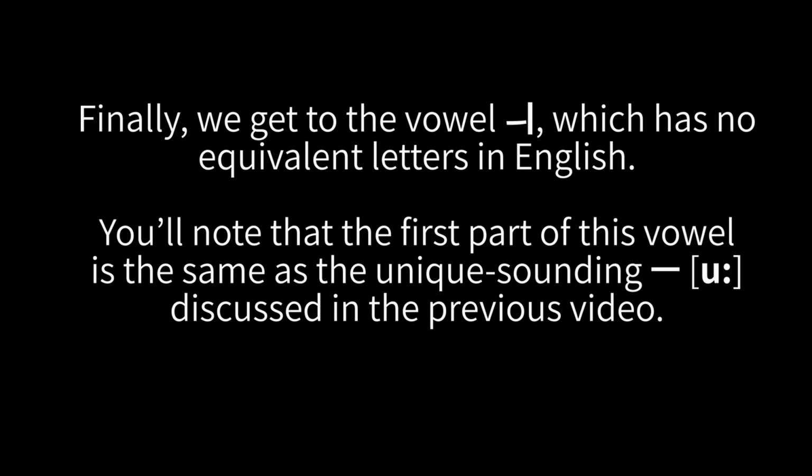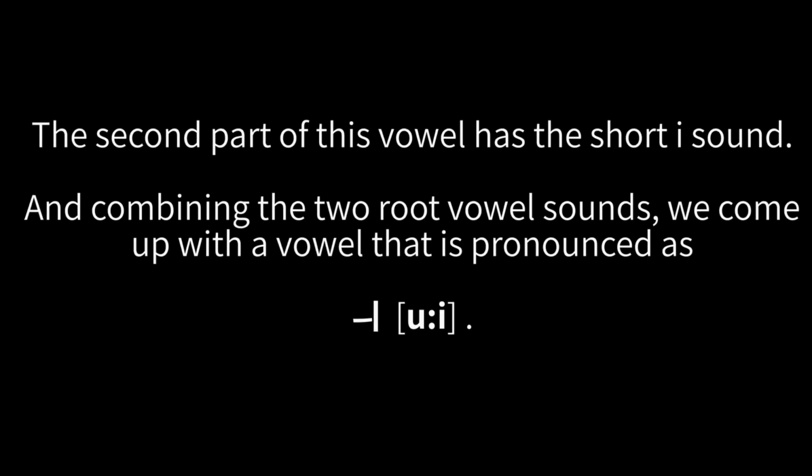Finally, we get to the vowel 의, which has no equivalent letters in English. You will note that the first part of this vowel is the same as the unique sounding vowel discussed in the previous video. Remember? The second part of this vowel has a short I sound, I. And combining these two root sounds, we come up with a vowel that is pronounced 의. As you can see, there is no way we can come up with an English equivalent for this sound. So I will go with U:I, which should be pronounced like a single syllable.